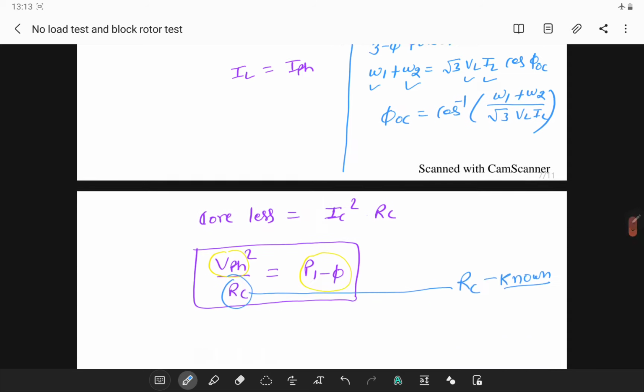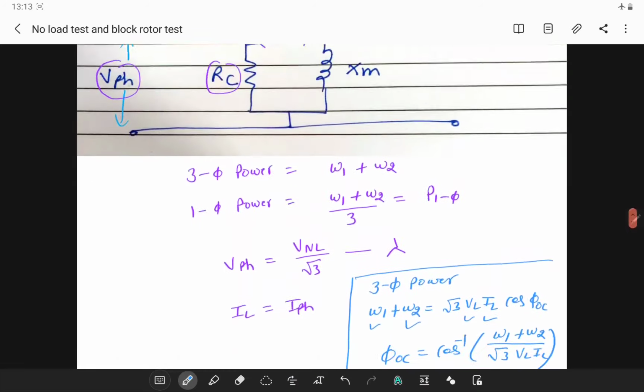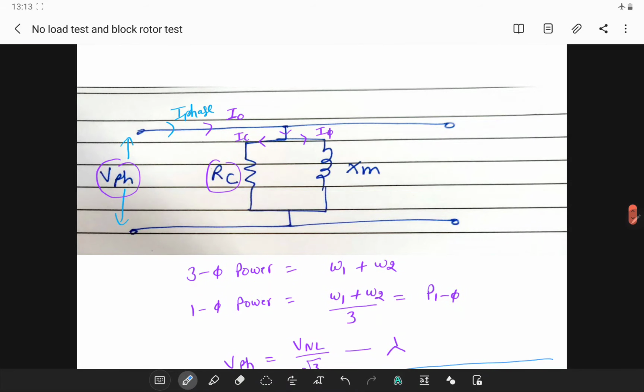Now you can see, if my phase voltage vector is lying at y axis, during no load condition we all know that the machine works on very poor power factor. So the angle between voltage and the current drawn by the machine will be very high, approximately equal to 90. So I can say that will be like this. This is I naught, that is no load current. This is phase voltage. Okay, so now my target is to find the value of IC and I phi.